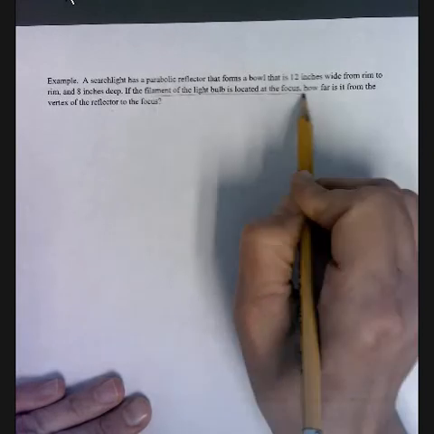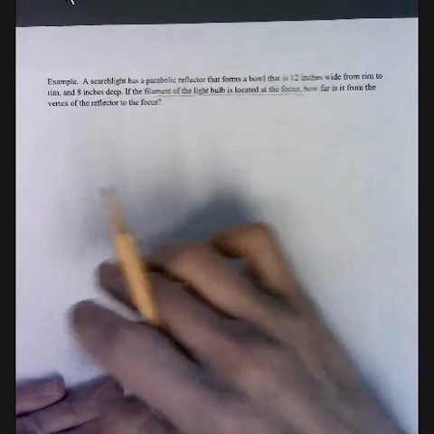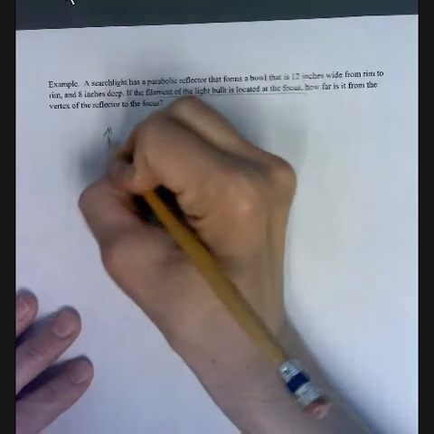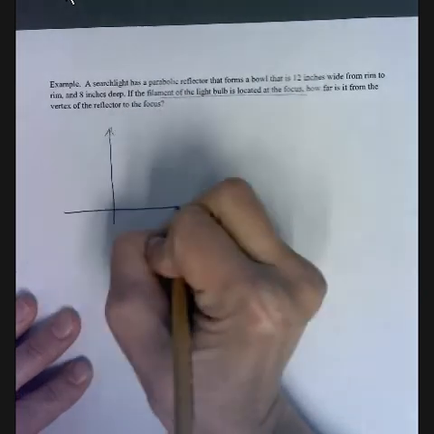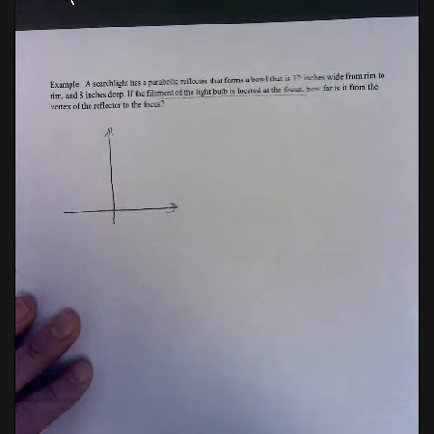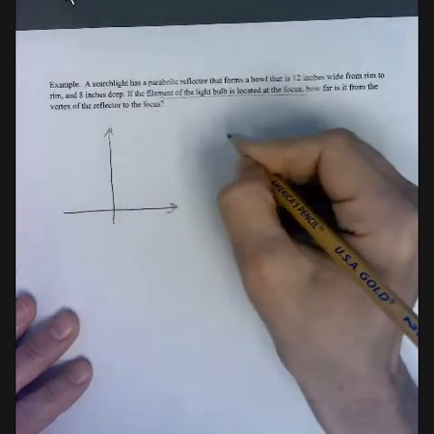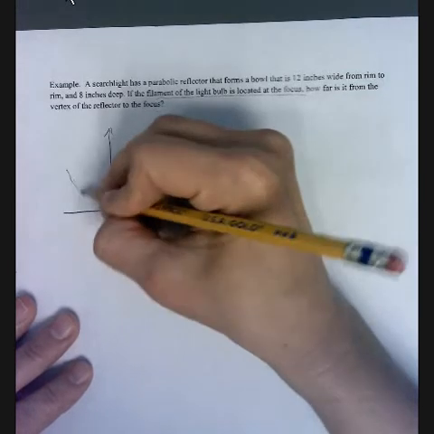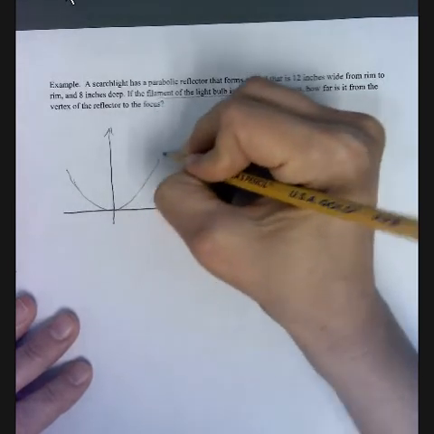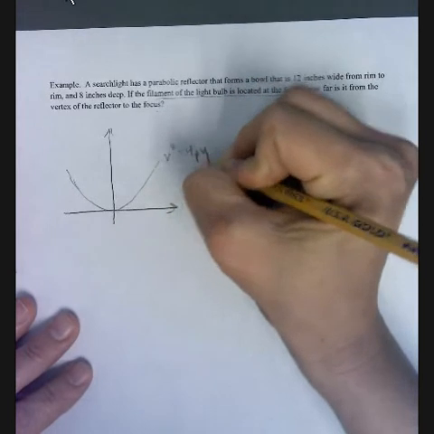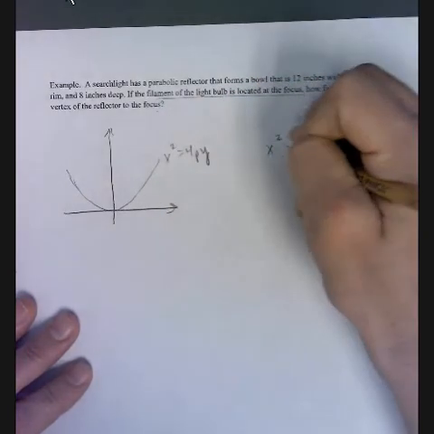when you set this up, the easiest thing to do is just let the vertex be the origin. And of course, you can have it open upwards or to the right. We want it to orient in the positive direction because these dimensions are all positive. If you open it sideways, you got to use y squared equals 4px. If you have it open up, which is what I'm going to do, then x squared equals 4py is the form of your equation.